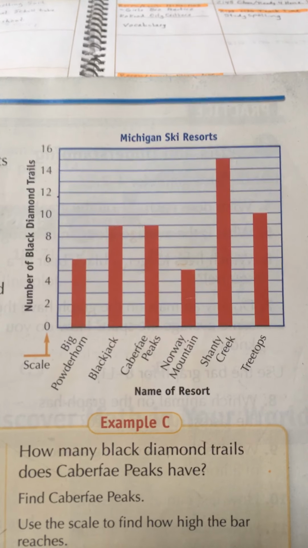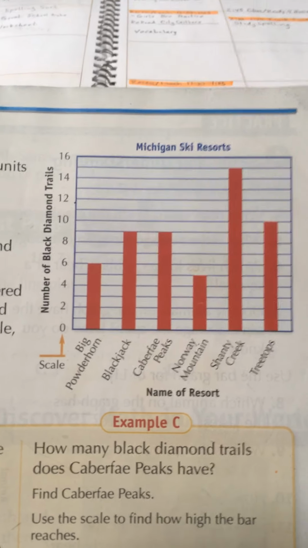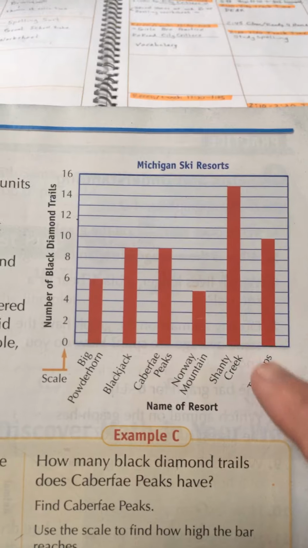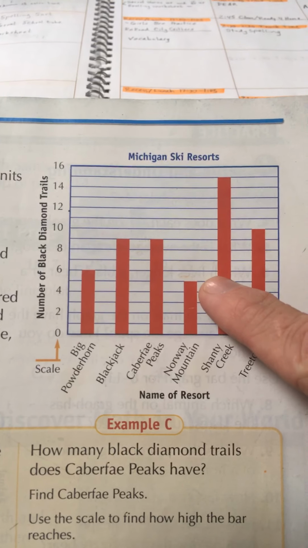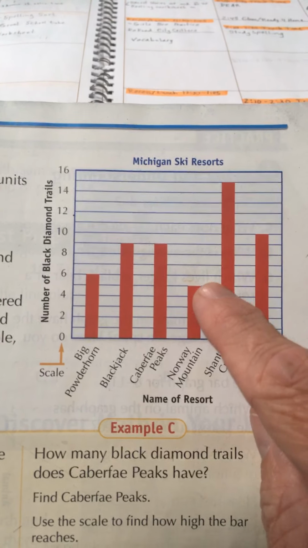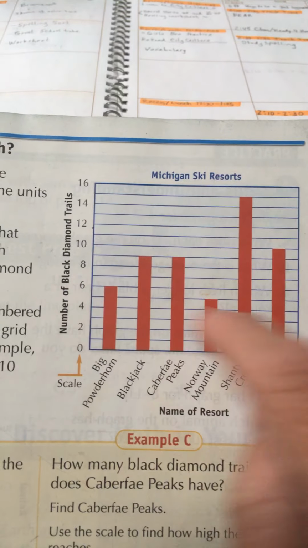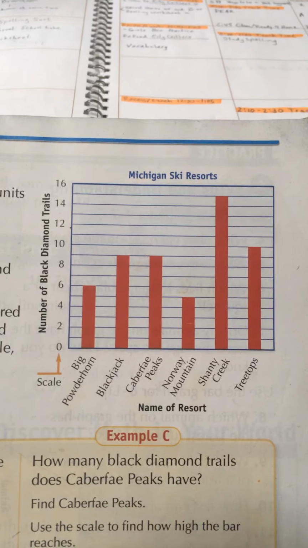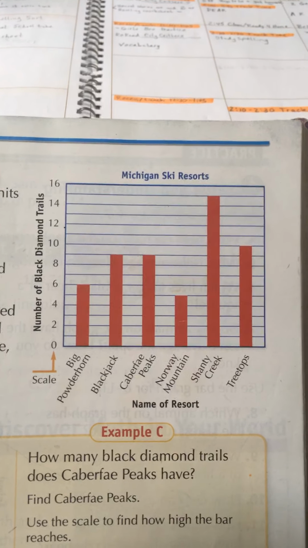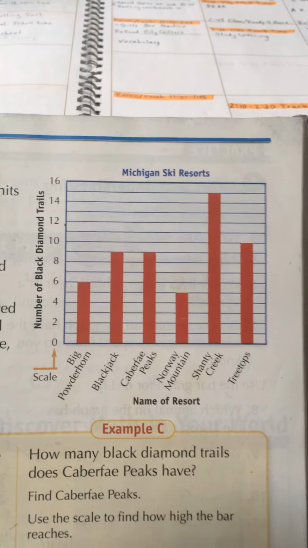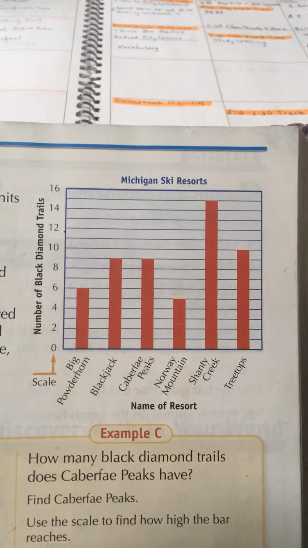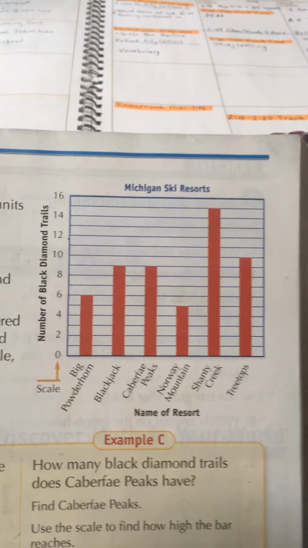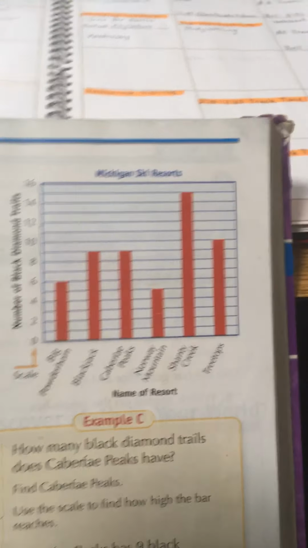Okay, now that we're back, you should see the one that has the fewest would be the shortest bar, which is right here, Norway Mountain. If you follow straight across, it only has 5 black diamond trails. If you're wondering what black diamond trails are, they're the very difficult ones. You want to stay off of those until you become an expert skier. Otherwise, it's going to be very dangerous for you.